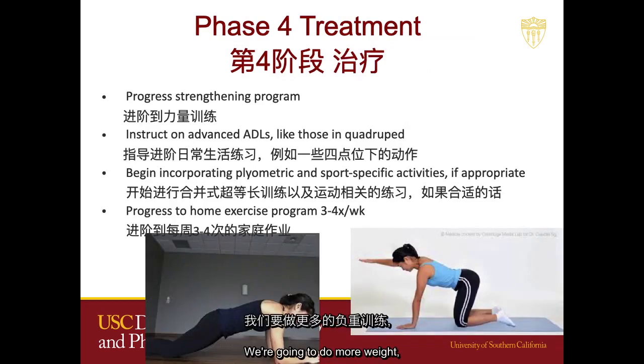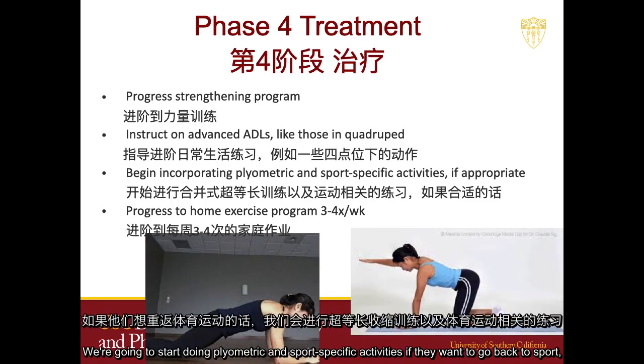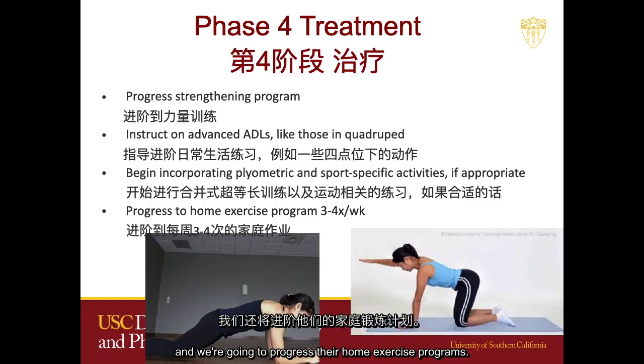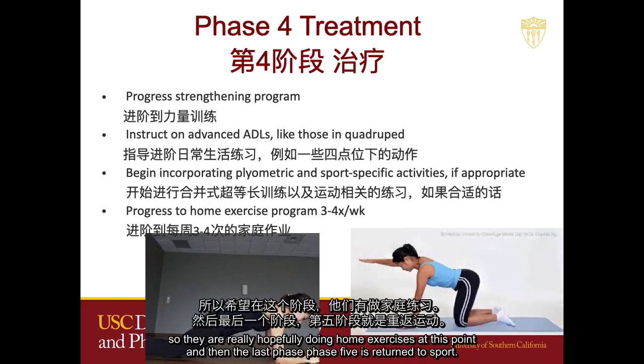We're going to do more weight bearing, things like quadruped. We're going to start doing plyometric and sport-specific activities if they want to go back to sport. And we're going to progress their home exercise program. So they're really hopefully doing home exercise at this point.